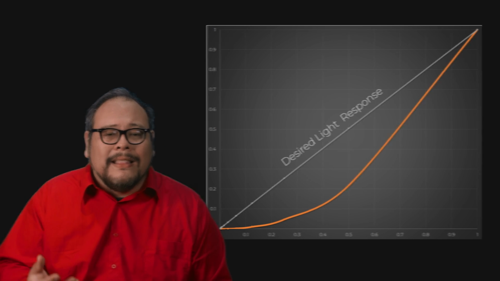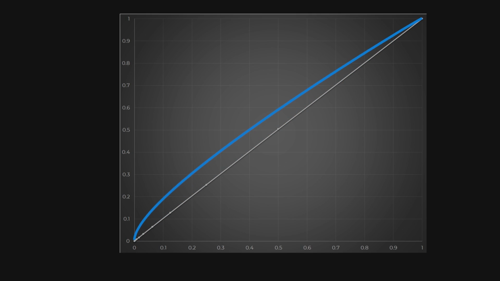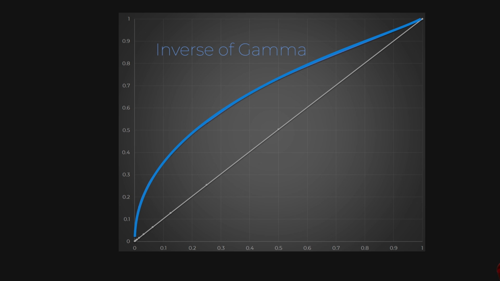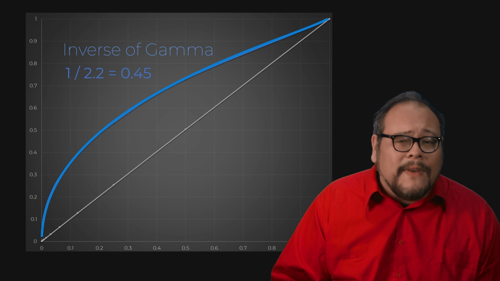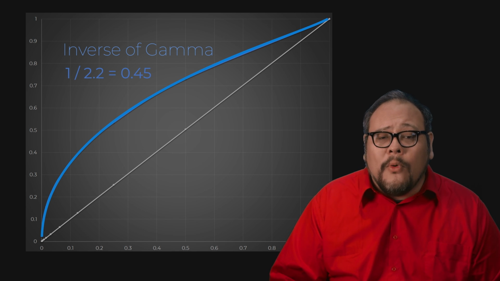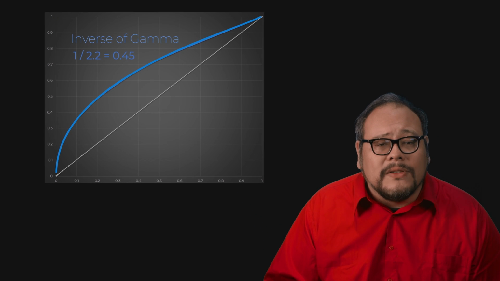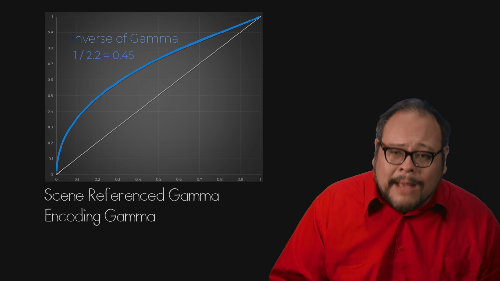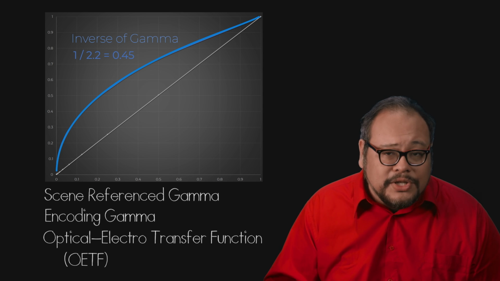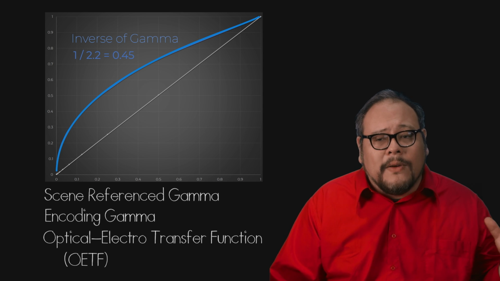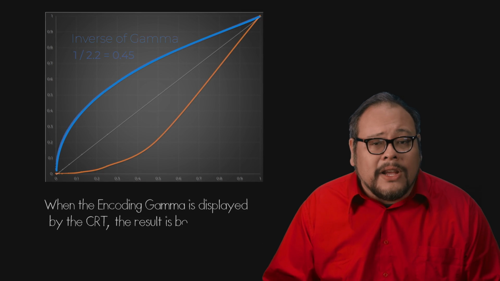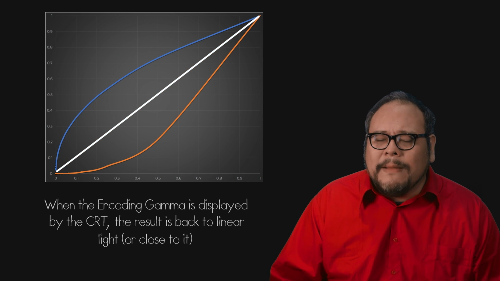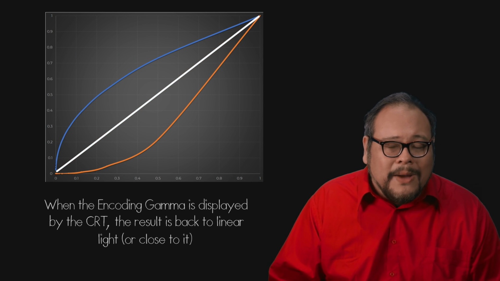Well, we have to take the linear light data that's coming from our camera and bend the curve in the opposite direction. Take the inverse of the gamma. So if we take this linear light graph and apply the inverse of our monitor's gamma value, in this case 1 divided by 2.2, or 0.45. This process is called scene reference gamma, or encoding gamma, or optical electro transfer function, OETF. We are converting optical energy into electronic signal. Then when this signal is sent to the CRT monitor and it goes through the CRT's gamma, we're left with this implicit linear light output, just like the way it was captured.